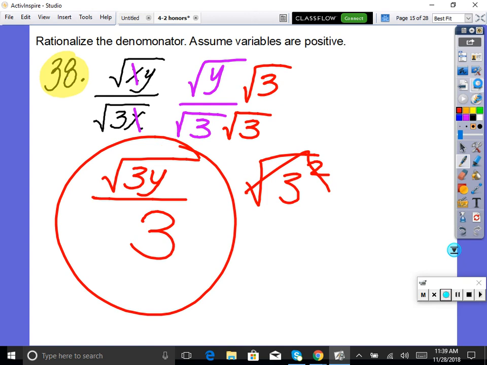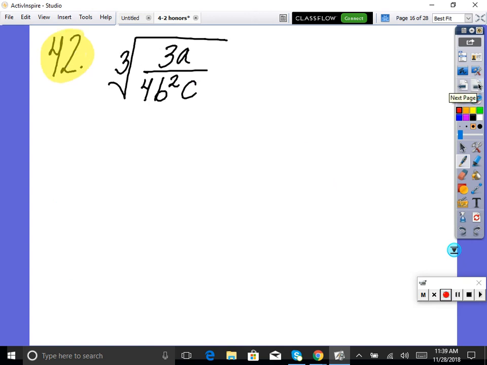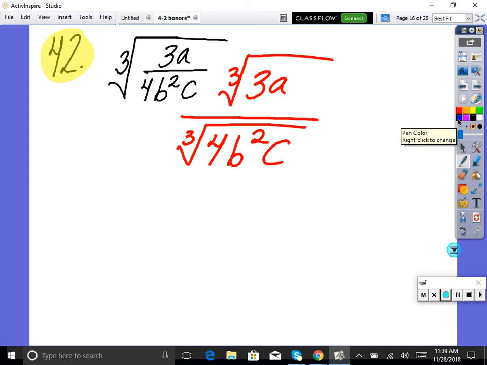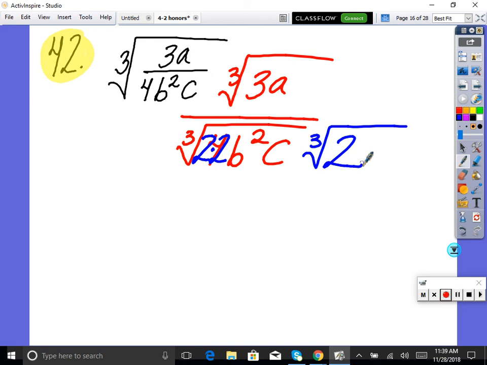Rationalizing the denominator on this one is a little bit trickier, but let's tackle it the way we learned last time. So notice nothing simplifies under the radical, so then you would split it apart. So on top we have the cube root of 3a, and on bottom we have the cube root of 4b squared c. Now when we rationalize by the least amount possible, we don't want to write 4 as 4. We want to write 4 as 2 2's. Because now we only have to multiply by 1 more 2. Do you guys see how that's better than doing 2 4's?